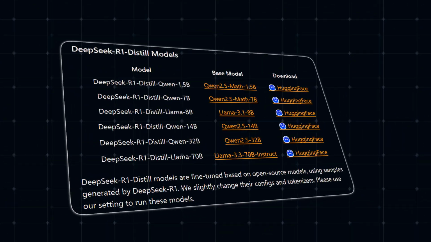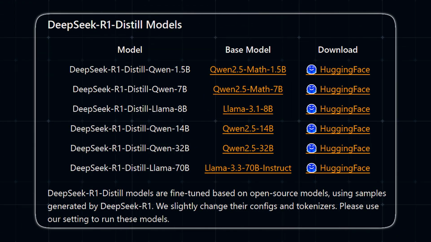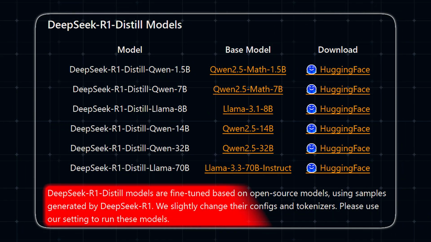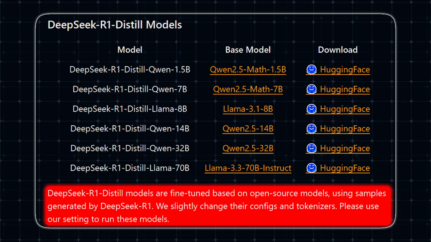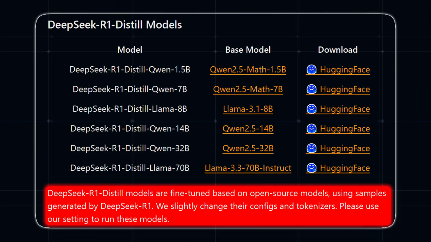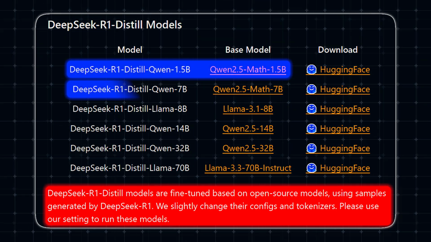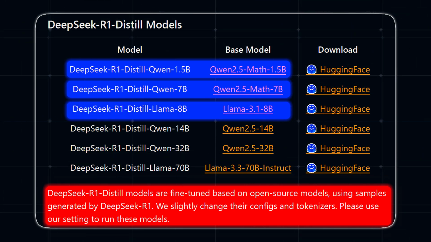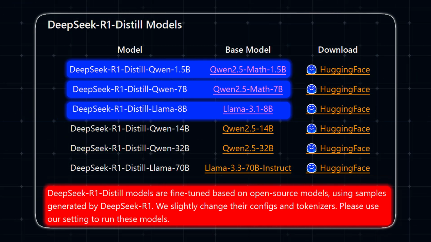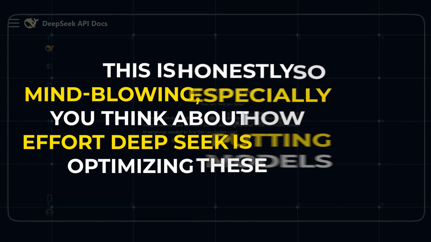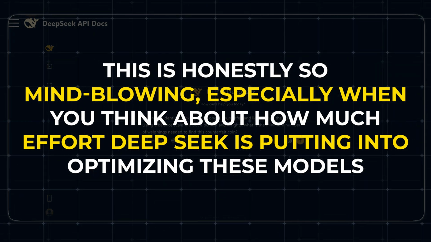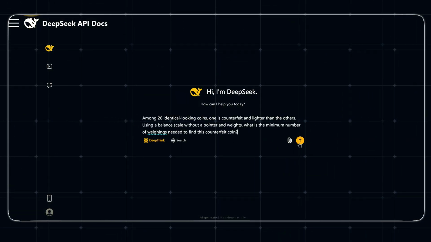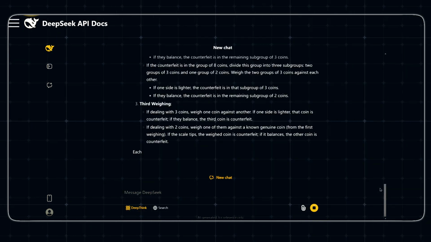What's even crazier is the lineup of 6 smaller distilled models that DeepSeek has developed. These models are fine-tuned using synthetic data generated by the R1, and they really pack a punch. I mean, we're talking about models like Qwen 1.5b, Qwen 7b, 8b, and a few others, all designed to deliver impressive performance while being way more compact. This is honestly so mind-blowing, especially when you think about how much effort DeepSeek is putting into optimizing these models. It really shows that they care deeply about the user experience and are absolutely not holding back.